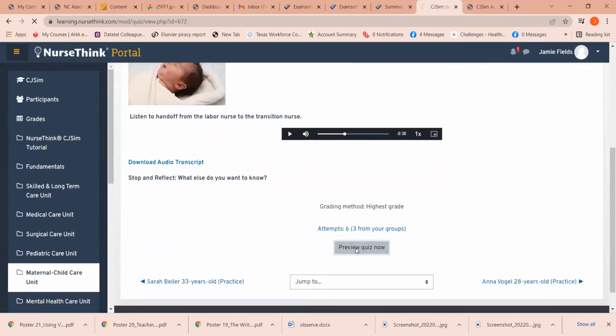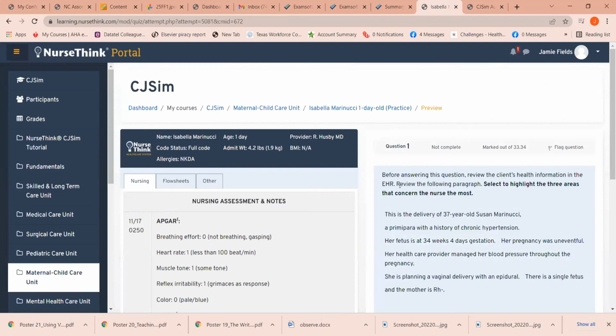Let's go to the quiz. All right. It says, before answering this question, review the client's health information on the EHR. Review the following paragraph. Select to highlight the 3 areas that concern the nurse the most. Okay. So let's look at this.